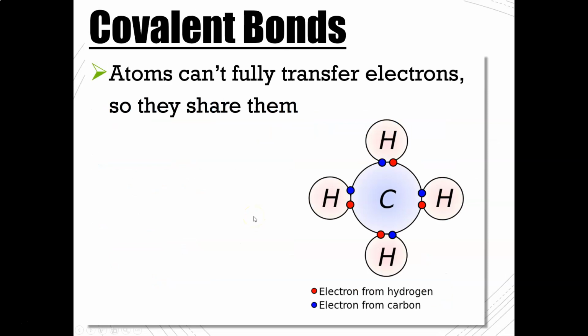A covalent bond is what happens when they're not going to fully transfer. They can't make it happen all the way. So what they're going to do is they're going to end up compromising and they're going to end up sharing because that's better than nothing.